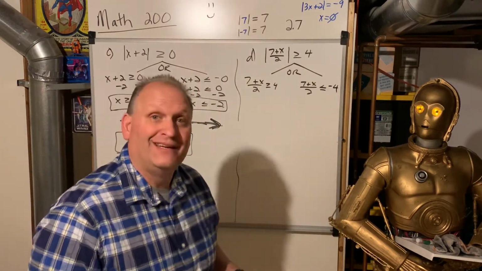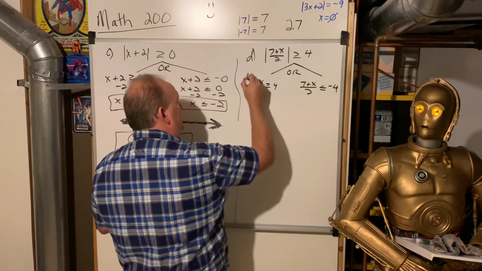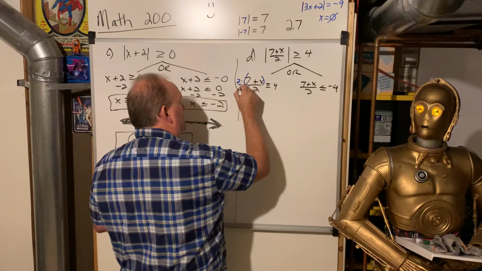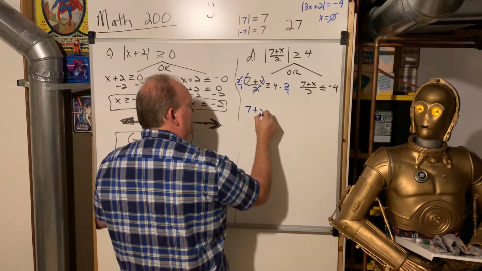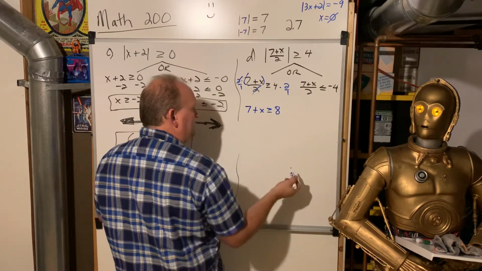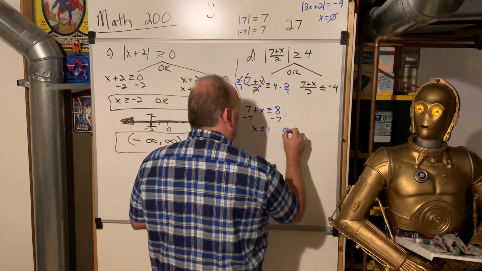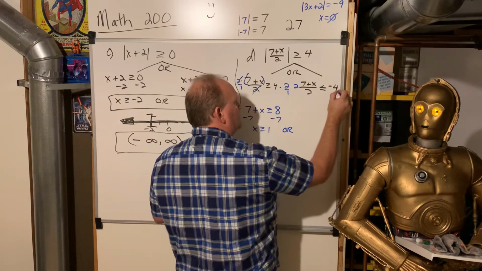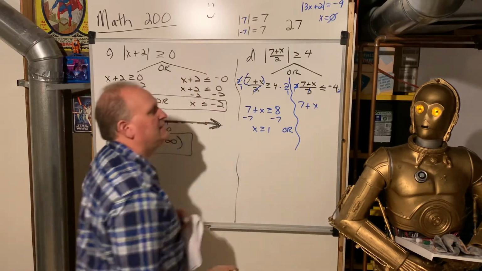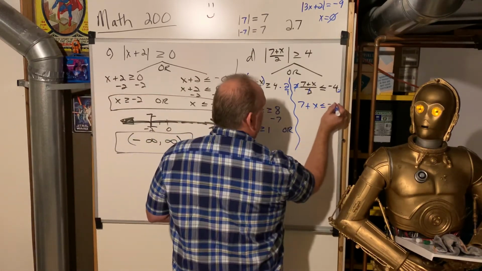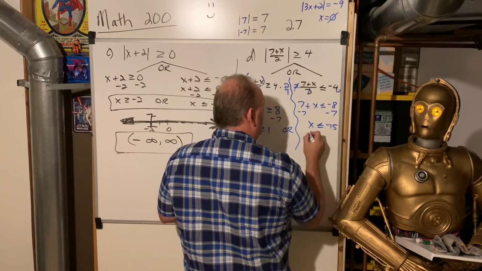All right, and so let's do that. I'm dividing by 2, and I don't want that. So let's multiply this side by 2 over 1, and this side by 2 over 1, and look what happens. Those cancel. So I have 7 plus x is greater than or equal to 8. Solving that, x is greater than or equal to 1, or multiply by 2, those cancel, 7 plus x is less than or equal to negative 8. Minus 7, x is less than or equal to negative 15.